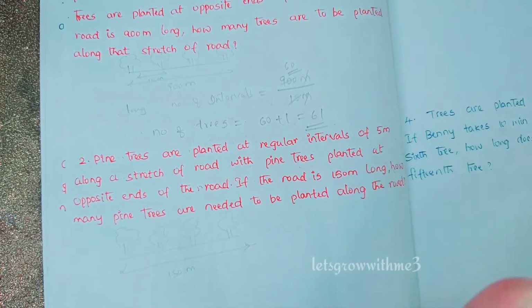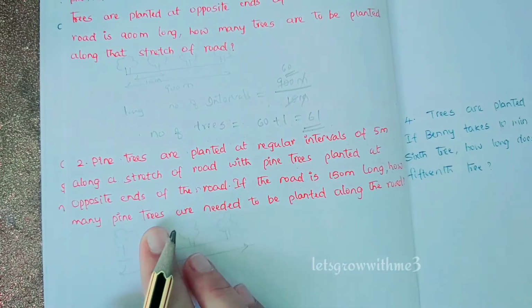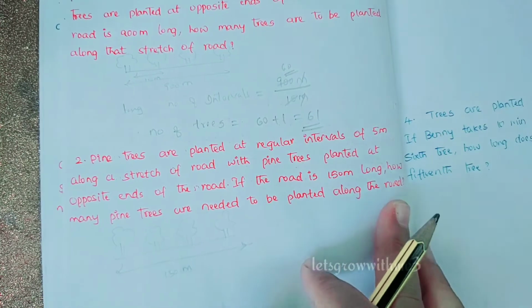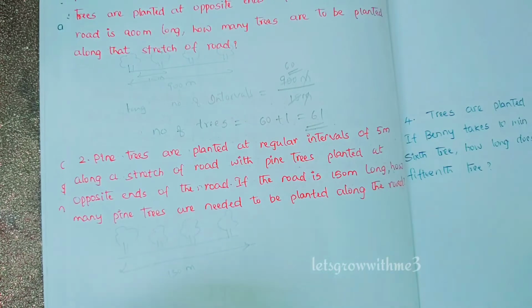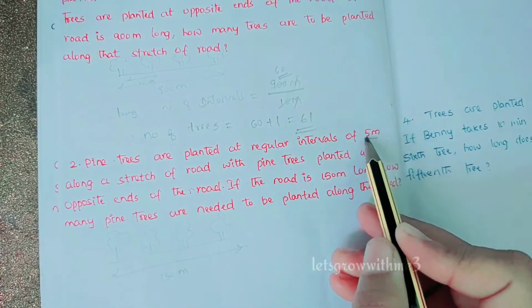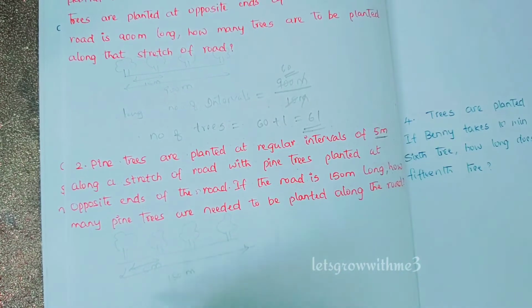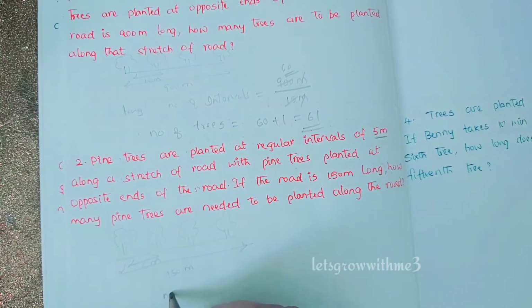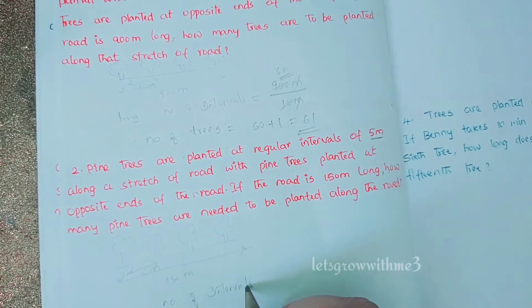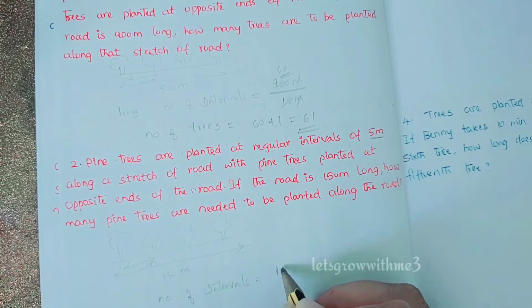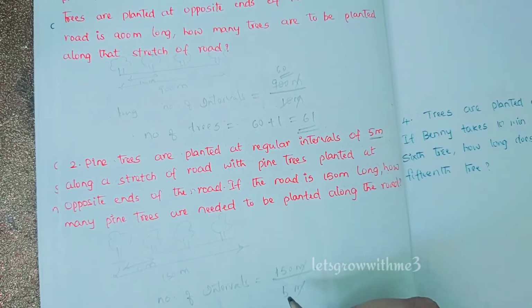Again he is asking how many trees, and it reflects our case 1 scenario, where they planted trees at the ends of the road. The total length of the road is 150 meters, and the regular interval between 2 trees is 5 meters. So that we also need to mention. Let's find the number of intervals first, then we will find the number of trees. Same as our earlier question, the number of intervals is equal to 150 meters by 5 meters, which is equal to 30.